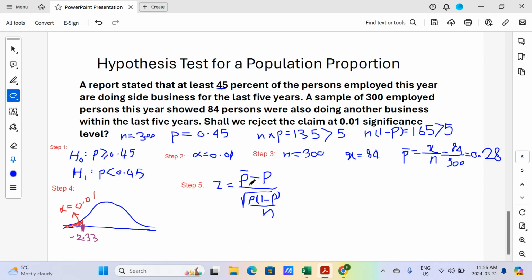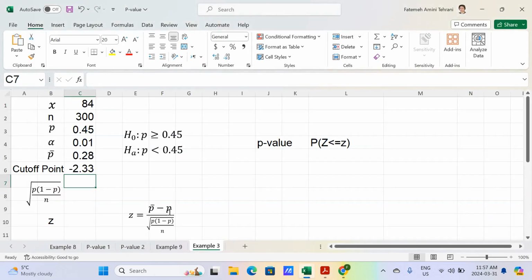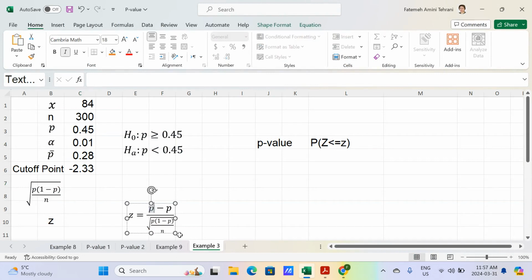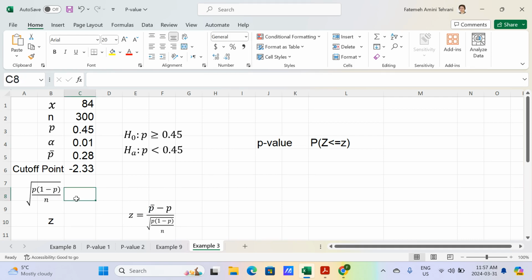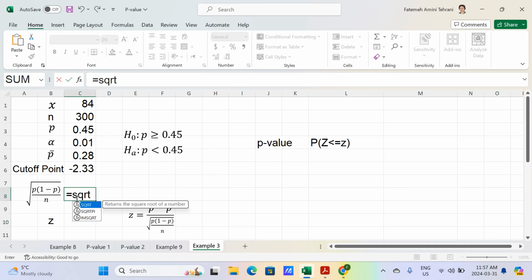Let's do that in Excel. P bar is how much? P bar is 0.28, p is 0.45, and n is 300. Let's go to Excel. Here is z. But to have an easier calculation, first I'm going to find the denominator of this fraction, the square root of p times 1 minus p over n. Then I'm going to find p bar minus p divided by this one.